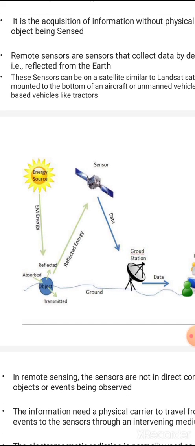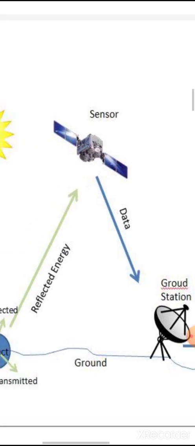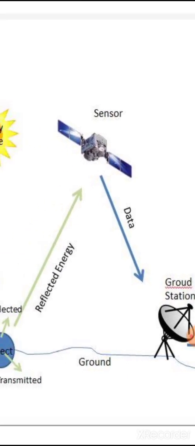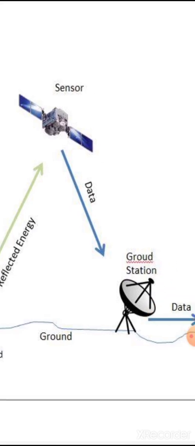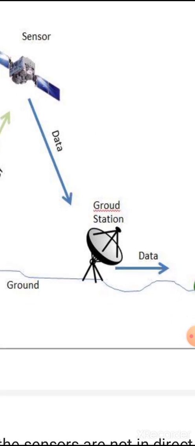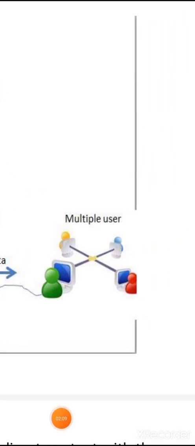The sensor can be mounted on a satellite. Here in this picture the sensor is mounted in a satellite. It can also be mounted on an aircraft. Okay. So here the sensor will capture all this reflected energy, okay, and process it, and it collects information from that energy, and this data is transferred to a ground station, and from the ground station this data is transferred to multiple users. Usually the result of remote sensing technique will be an image.